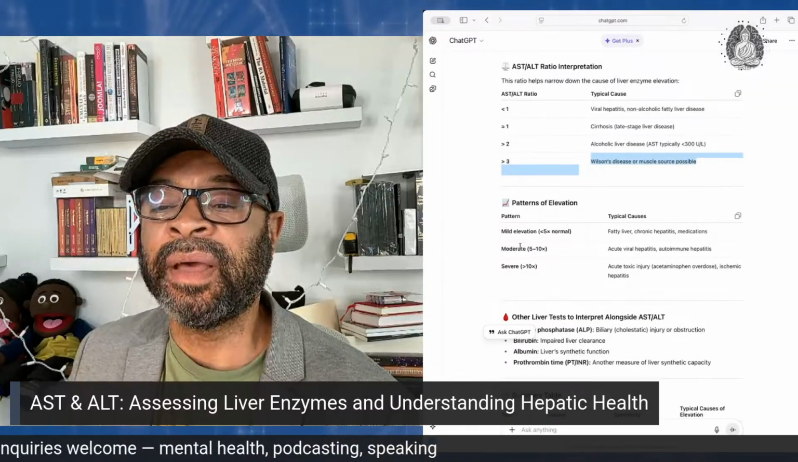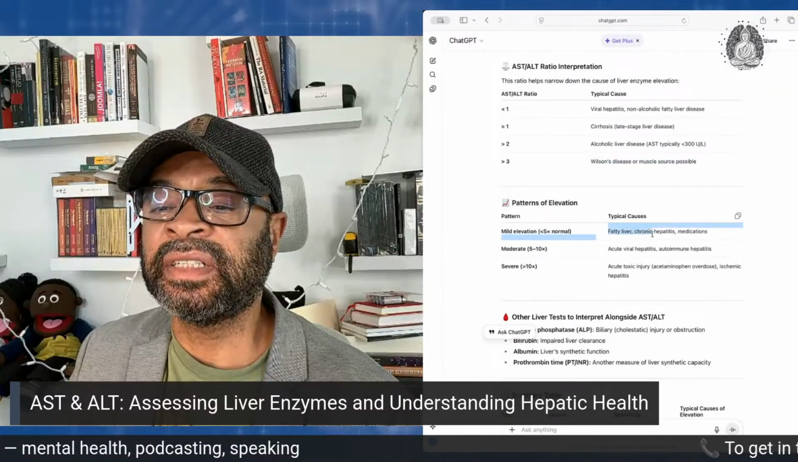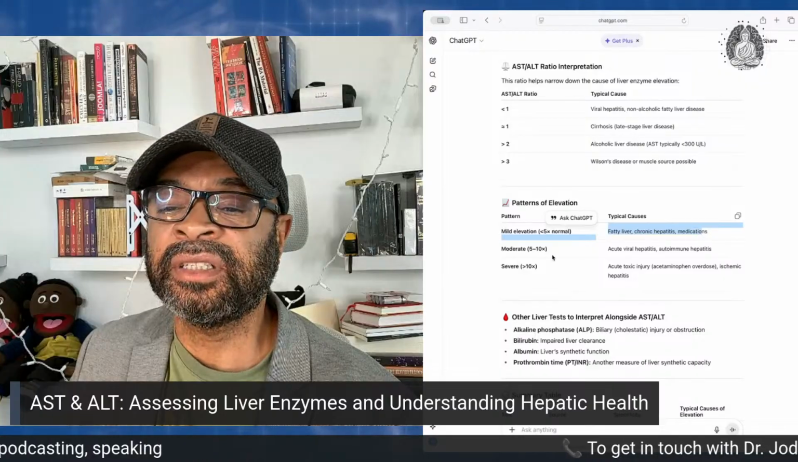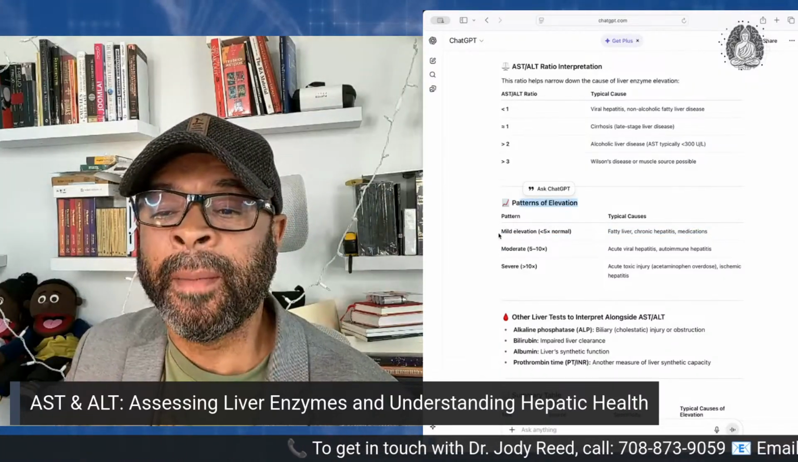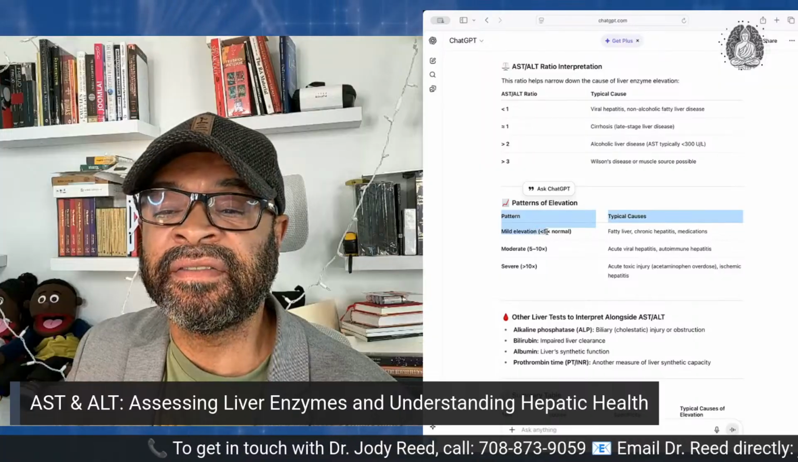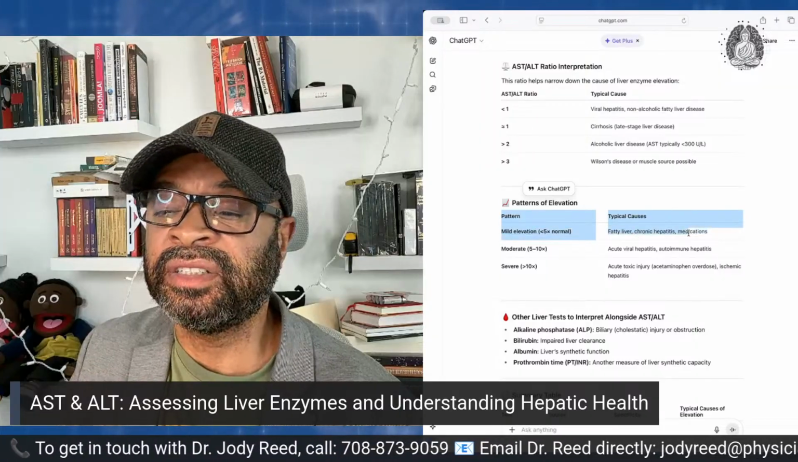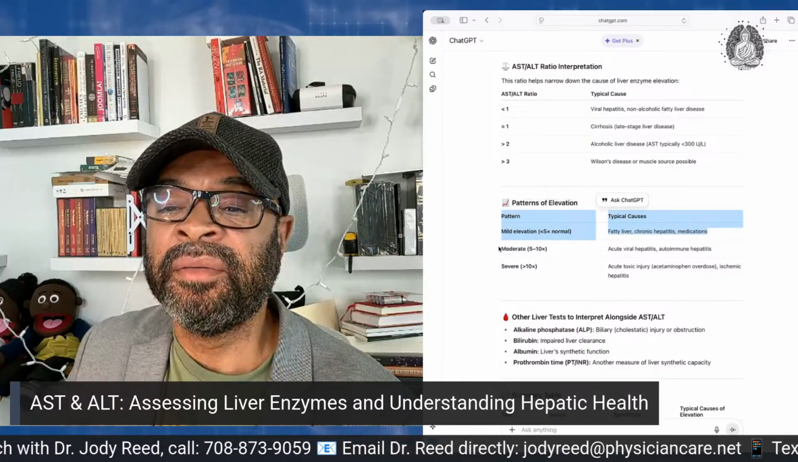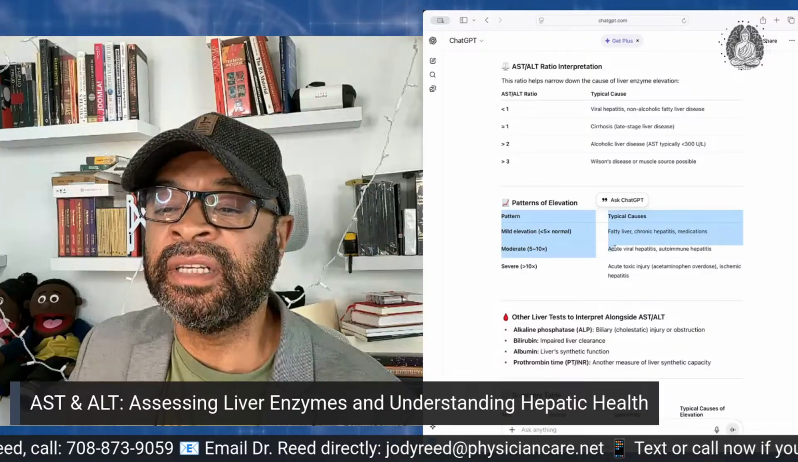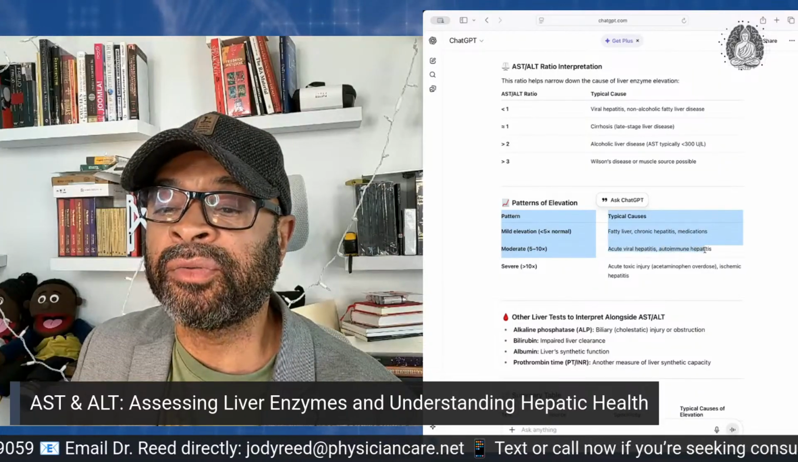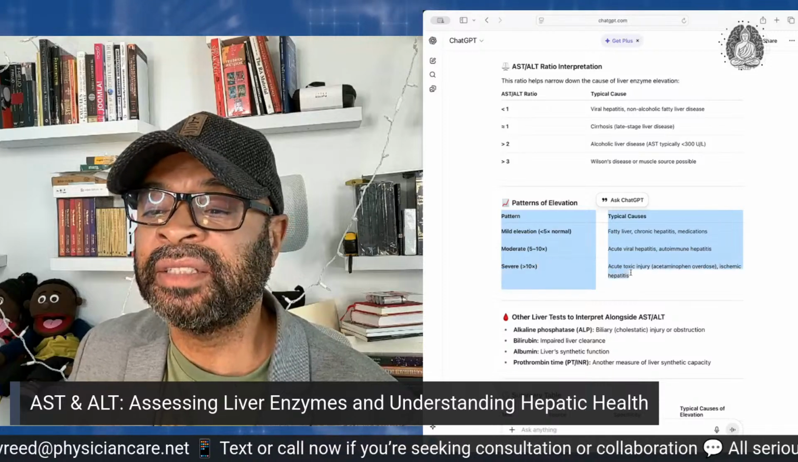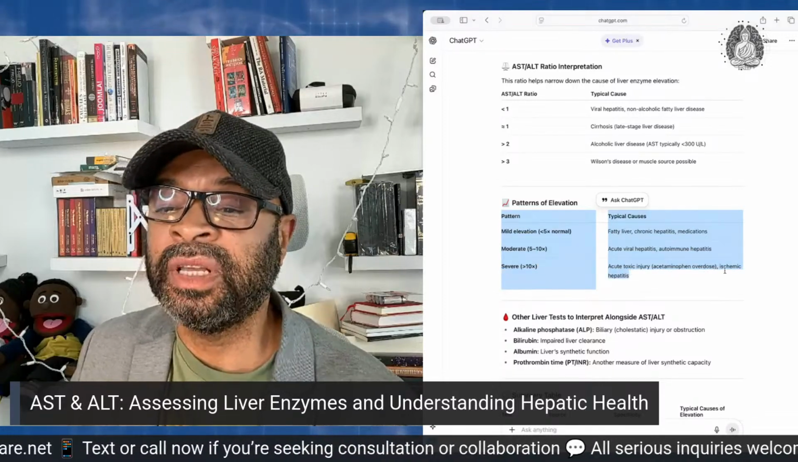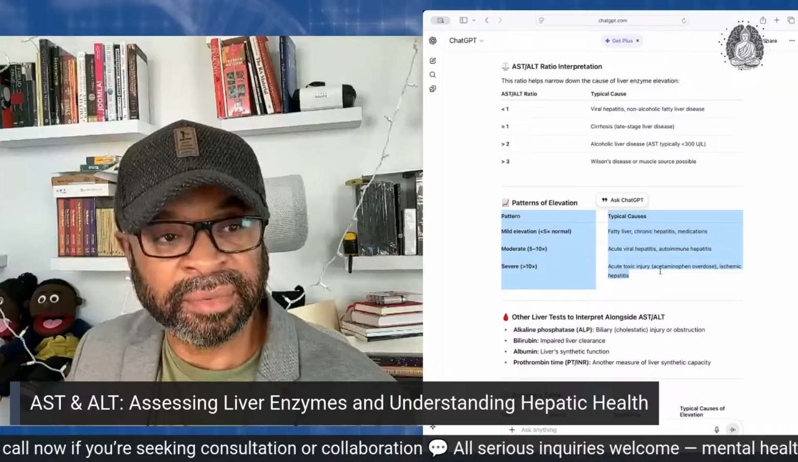Now the patterns of elevation. Mild elevation, less than 5 times the normal, suggests fatty liver disease, chronic hepatitis, or medications. Moderate elevation, 5 to 10 times, suggests acute viral hepatitis or autoimmune disease. A severe pattern, greater than 10 times, suggests acute toxic injury, such as acetaminophen overdose, or ischemic or toxic hepatitis.